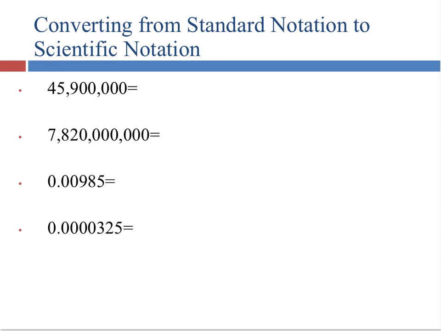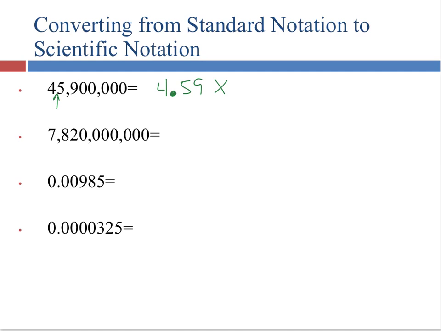In scientific notation, you want your first digit to be equal to or greater than 1 and less than 10. So our first digit needs to be a 4 in the first case. So we're going to have 4.59. Now to get the decimal in this location right here, what do I need to multiply this by to get it back to the original number?